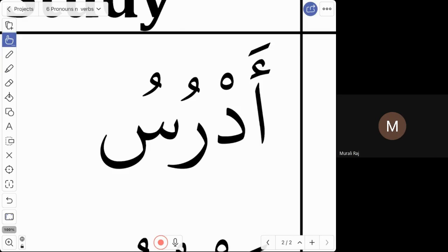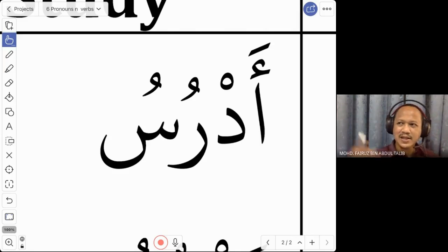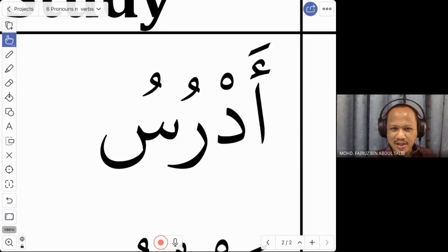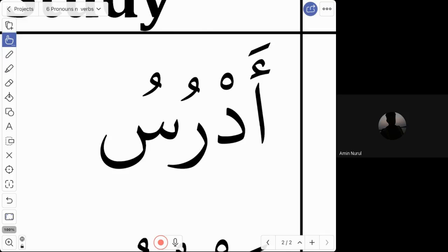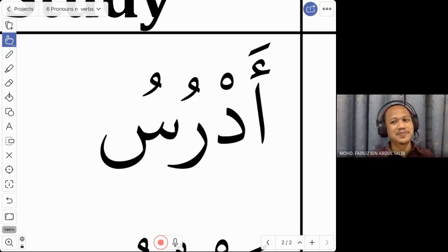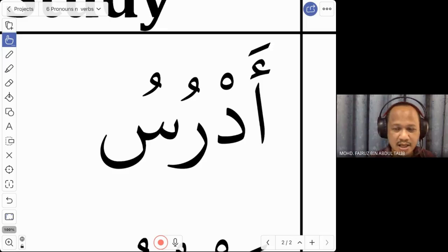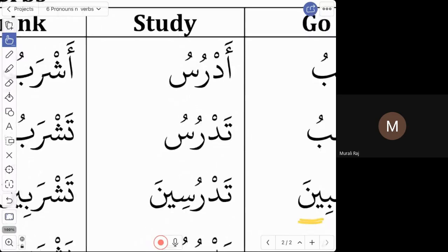Change to anta. Ana adrus, that is for I. Now I want anta, you. Anta tadrus. Yes, good. Anti. Anti is similar to anta. You want to say anti tadrus plus in? Not tadrusu in, but tadrusin. You combine the last sound. Tadrusin. Tadrus is for anta. Now it is for anti, so we say tadrusin. And the last one, nahnu, we study. Nadrus. Yes, correct. All right.